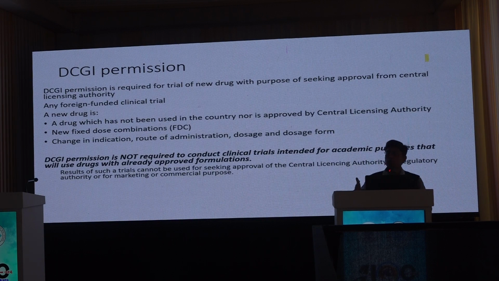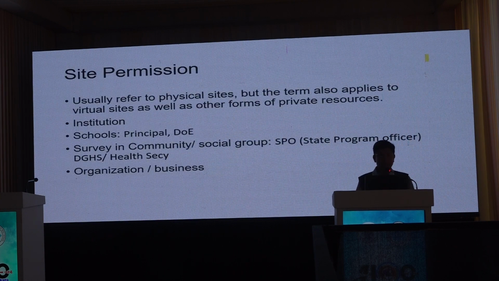So suppose you go to your institutional ethics committee and it is a drug that is an injectable and you're trying it for topical use, your ethics committee may ask you to go to the DCGI to get permission for the use of this drug. As I said, although for academic trials it is not essential, it may be required if the ethics committee has certain concerns related to that drug or its use. So this is the gist about DCGI permission.